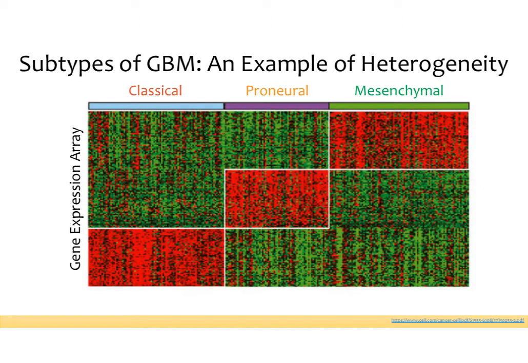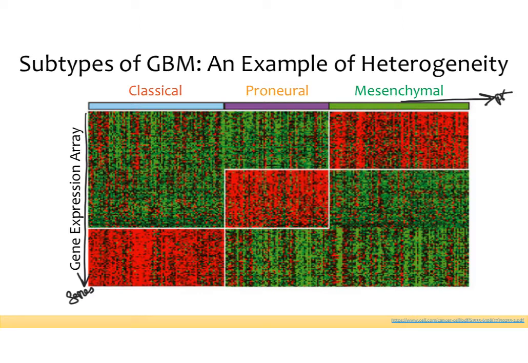To drive that point home, this is an example of a number of patient tumors that were profiled. So this is a gene expression array, which we've talked about a little bit. And so you all know that your genes are going down the side here, and your patients are going along the top here. So these are patients, these are genes. And so each column is going to show the gene expression for every gene in each patient.